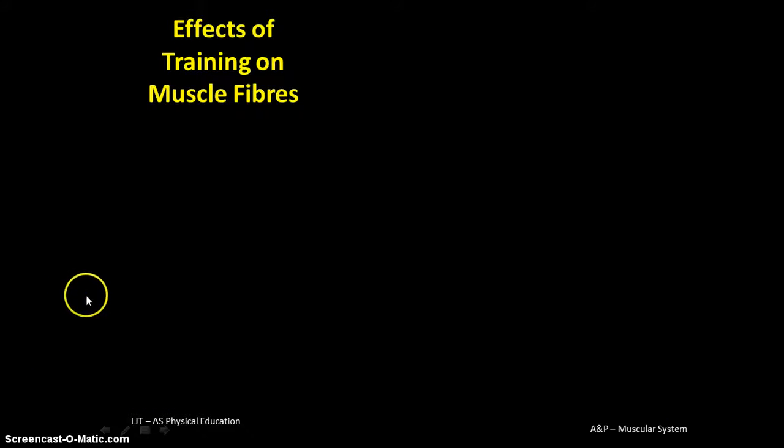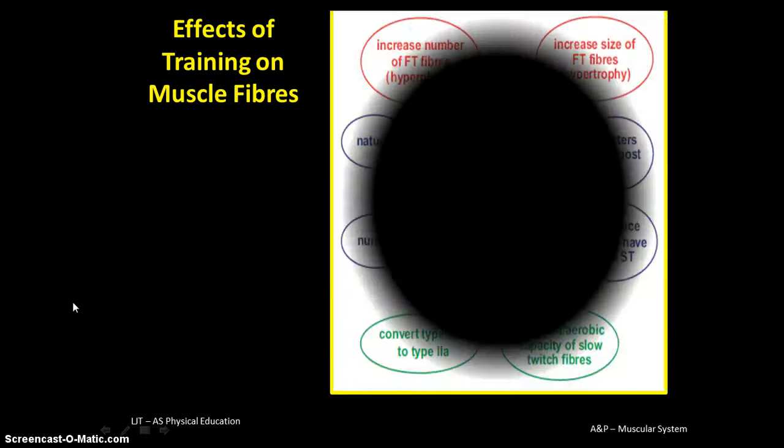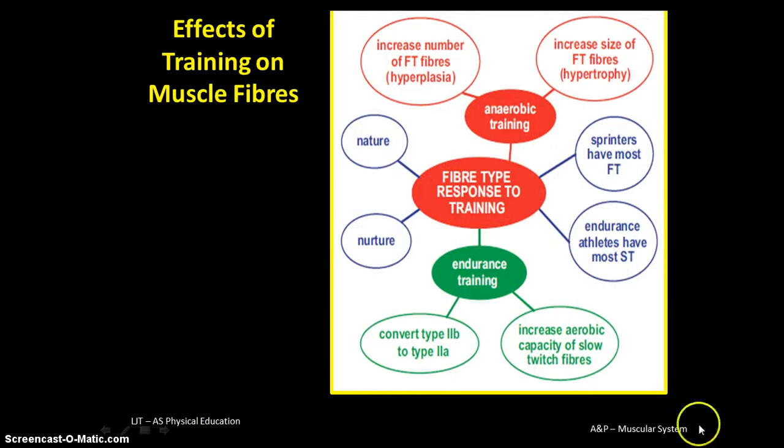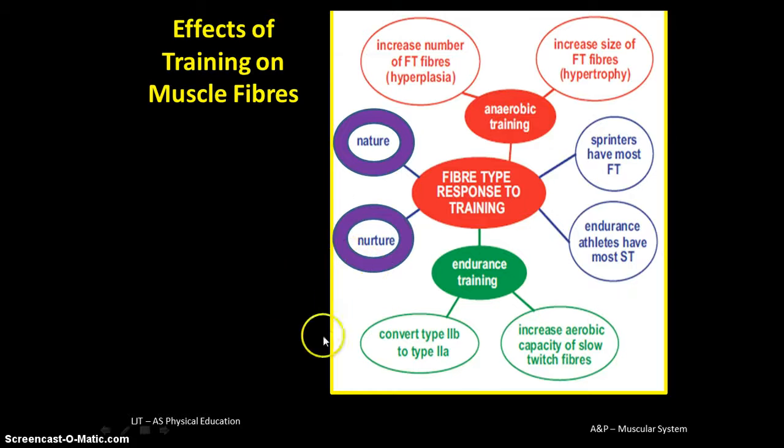Just very quickly then, we can train to make our fibres get better. This image here shows you some of the effects of anaerobic and aerobic training. Firstly, remember that a lot of our fibres are determined genetically, so you can't necessarily make dramatic changes to the proportions that you're born with. You're born with it and that's it. But there is a nurture factor. We can train what we've got to become better. We can't make massive changes, but we can train them to do their job better.